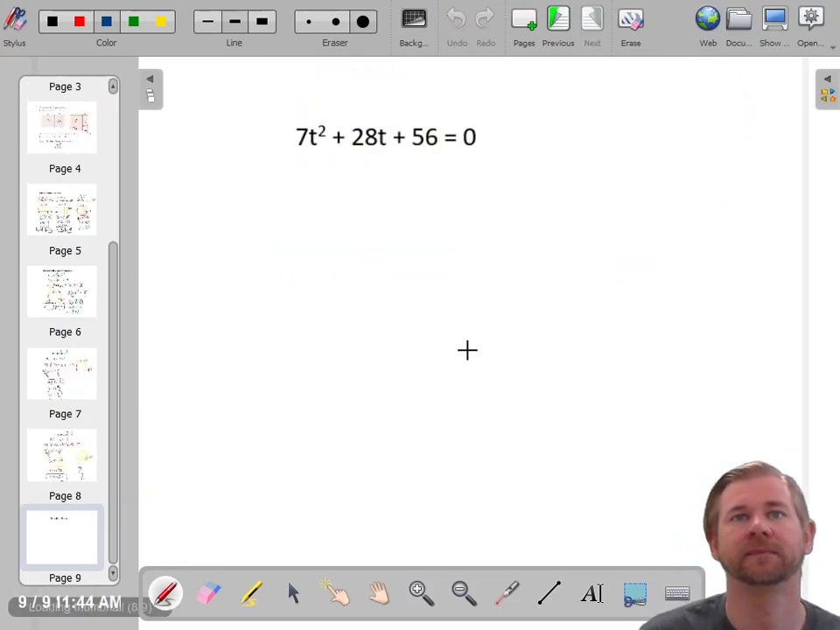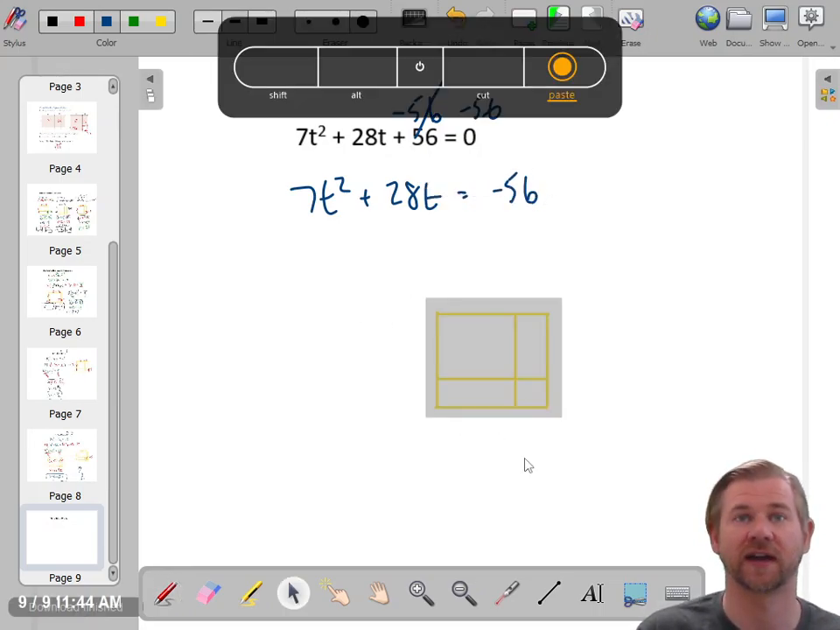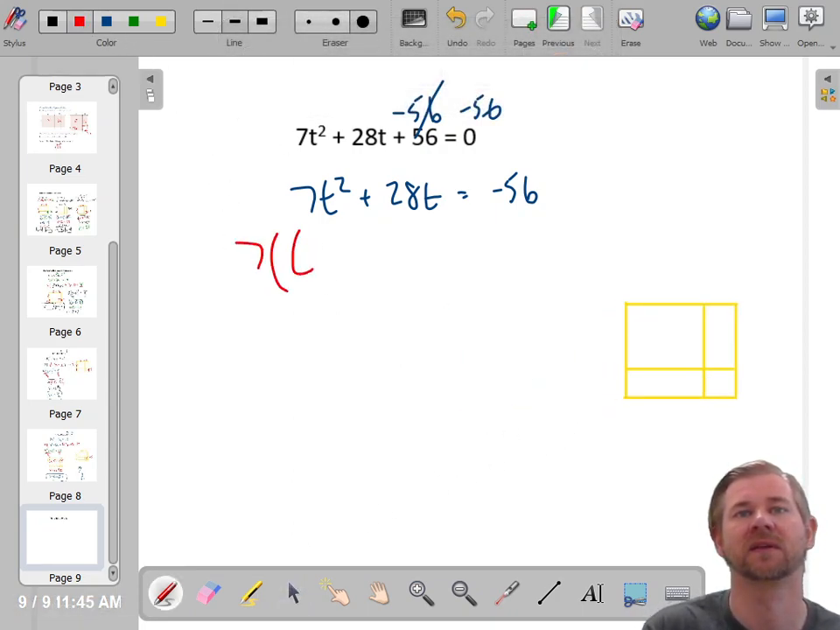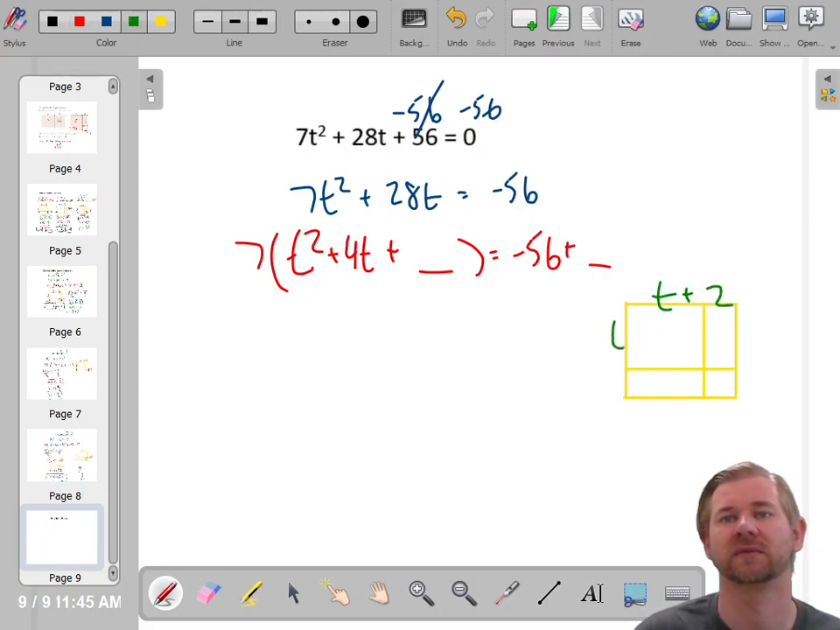All right, one more, and then we'll call it. First, get a and b on one side, get everything else on the other. 7t squared plus 28t equals negative 56. And now I'm going to factor out my leading coefficient. So factor out the 7, t squared plus 4t, and leave yourself room. So t plus half of 4 is 2. 2 times 2 is 4. I'm adding 4, but really I'm adding 7 times 4, which is 28.